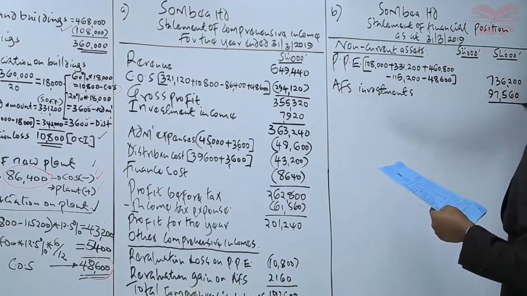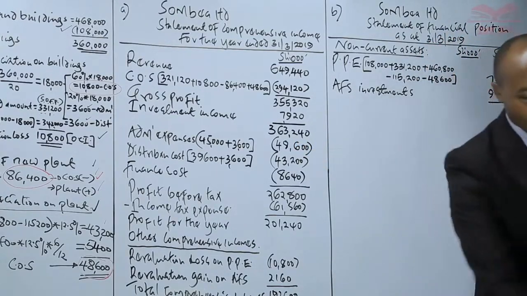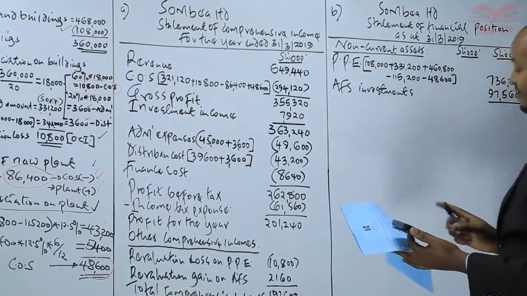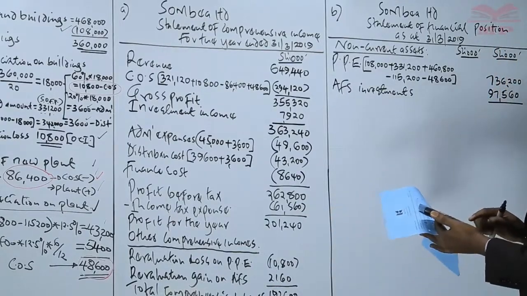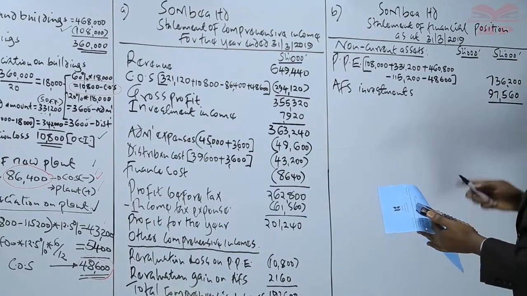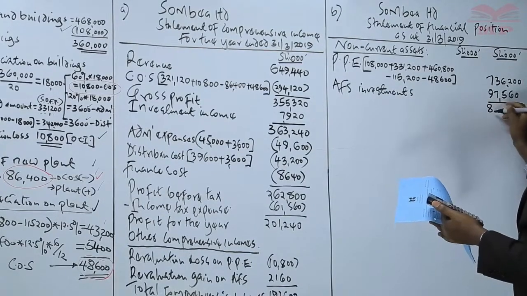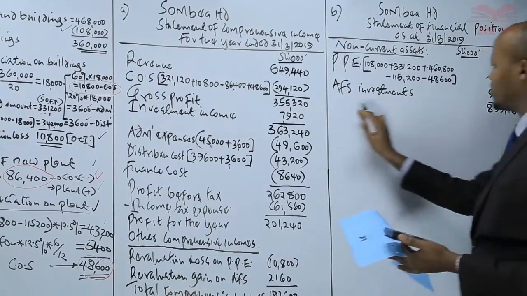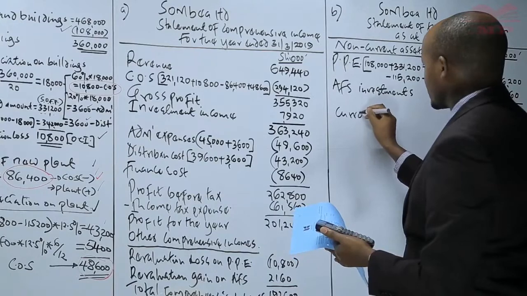So we get the total. We add 736,200 plus 97,560, and that will give us 833,760, and then to that we add the current assets.